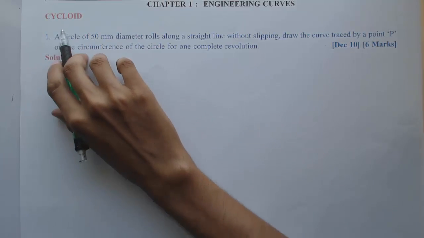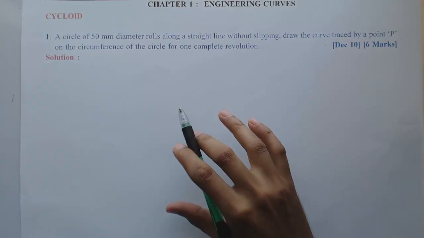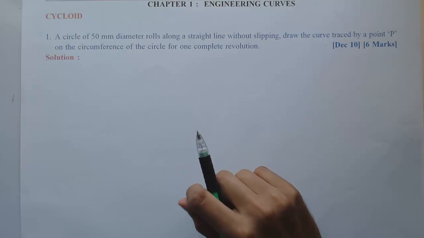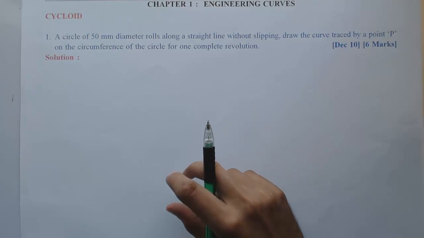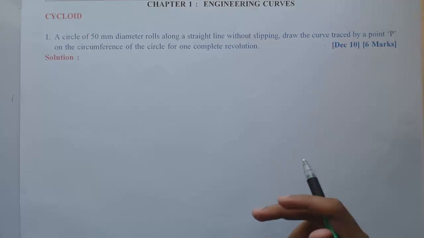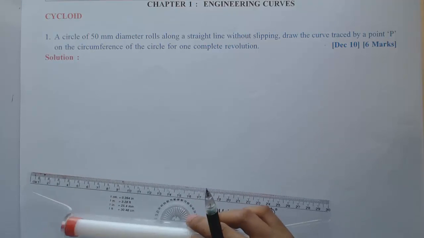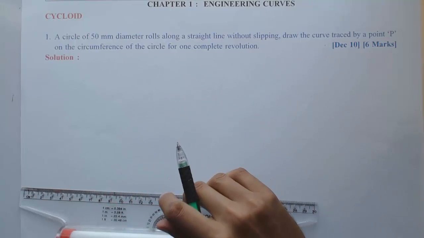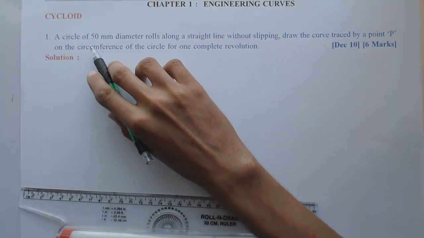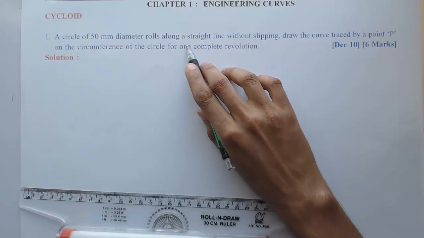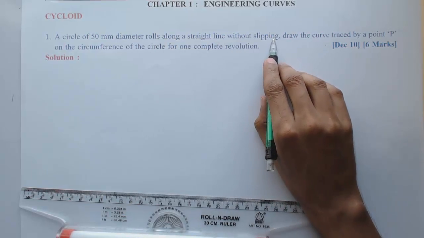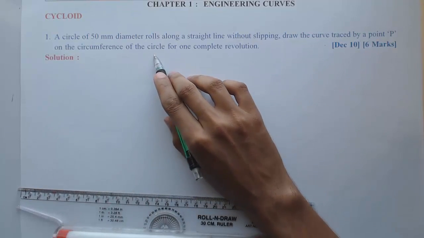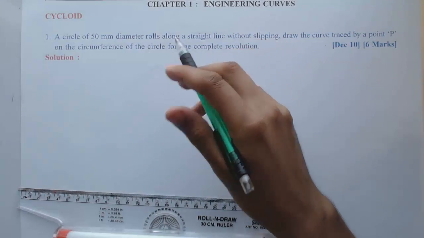So, starting with cycloid. Cycloid is defined as a locus traced out by a point on the circumference of a circle, which is rolling on a straight line without slipping. So we'll directly start with the question and we'll see how to draw cycloid. A circle of 50 mm diameter rolls along the straight line without slipping. Draw the curve traced out by a point P on the circumference of the circle for one complete revolution.